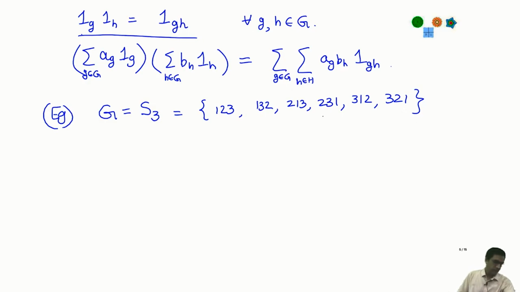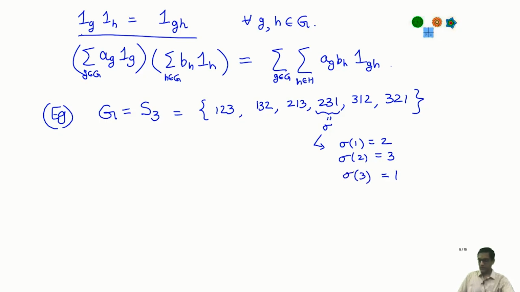So for example, if I call this my element sigma, let sigma denote the one line notation permutation 2, 3, 1. This means that it's a function. Permutations are bijective functions from the set {1, 2, 3} to the set {1, 2, 3}. Sigma maps 1 to 2, it's the first entry. Sigma maps 2 to 3. So 2, 3, 1. So this is what sigma does. Sigma is a function from the set {1, 2, 3} to itself.